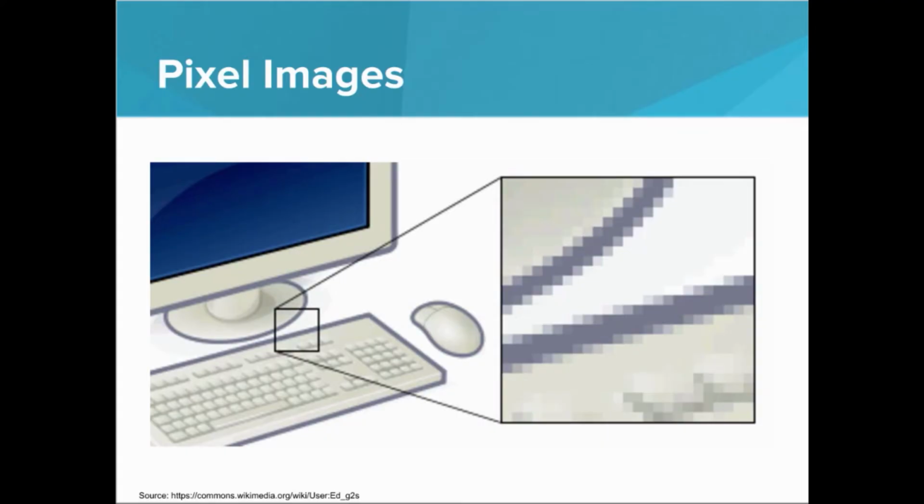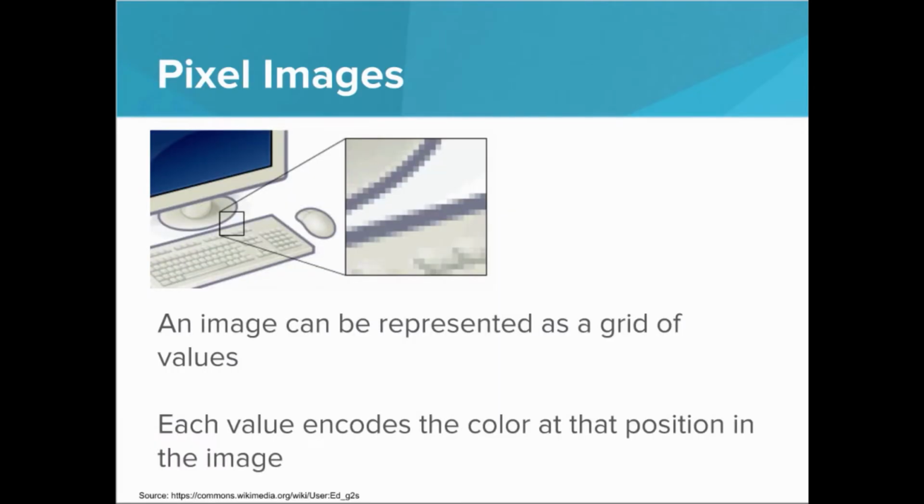From a distance, everything looks like smooth lines. You can have gradients, you can have depth, you can have shadows, but when you zoom in really close, it really just boils down to tiny, tiny squares, each of which has its own color. So we see that an image can really be represented as a grid of values, where each value encodes the color for that position. It is a grid of pixels, and each pixel has a constant color.